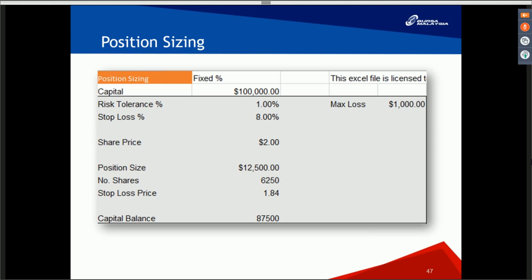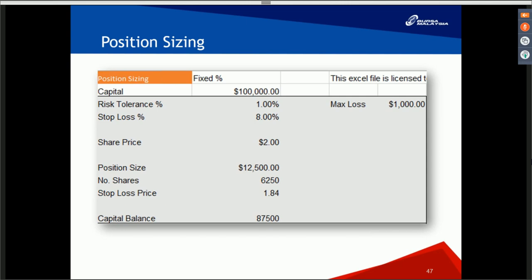All right. So if you're 100% in your equity, and your risk tolerance is 1%, which I'm recommending now, your stop loss is 8%. You can put 10% and so on and so forth. You can build it in Excel just like me. If the share price is 2 ringgit, you can calculate your position size should be 12,500, just by using the formula. Okay, or be creative lah.